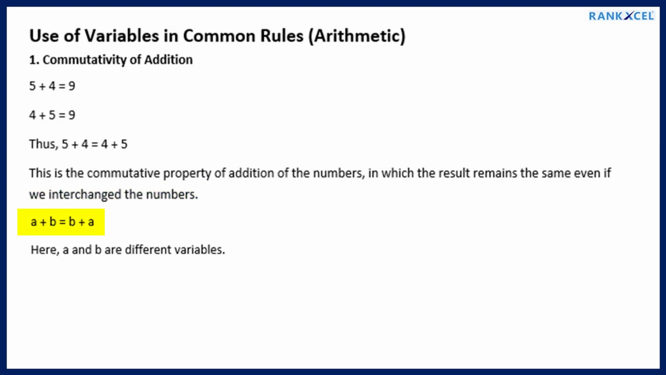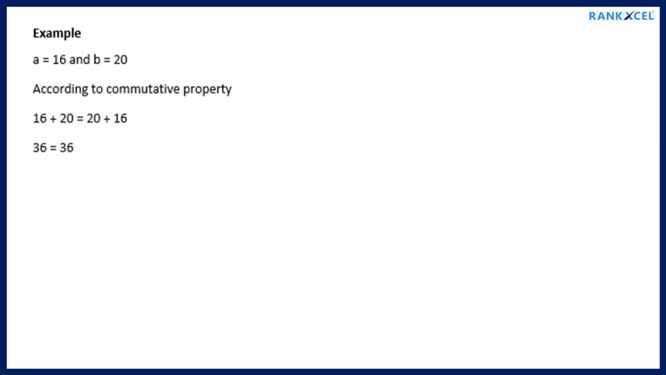A plus B equals B plus A. Here, A and B are different variables. Example. A equals 16 and B equals 20. According to the commutative property, 16 plus 20 equals 20 plus 16. 36 equals 36.